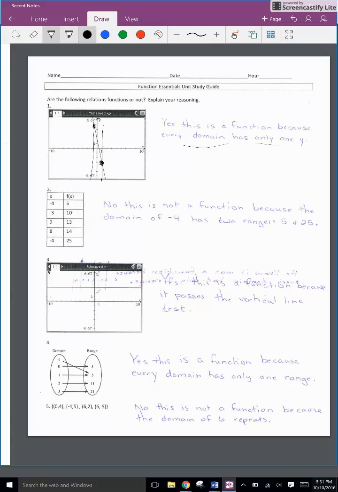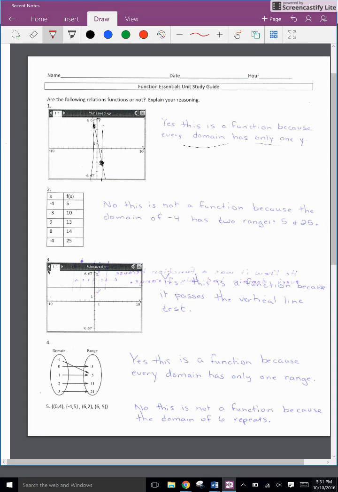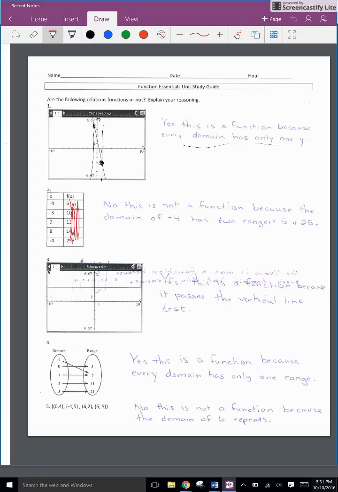Now for number 2, you can do it a few different ways. You could plot these points. You could make a mapping diagram. It doesn't matter. What you do want to do is cover up the y. Because when we're just looking at these pairs, we don't care about the y. We are looking at the x's only. So, I have -4, -3, 9, 8, and -4.